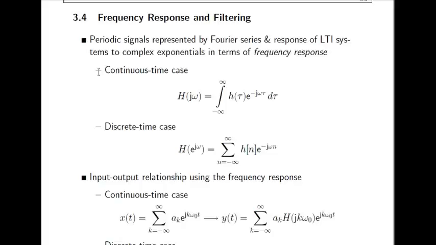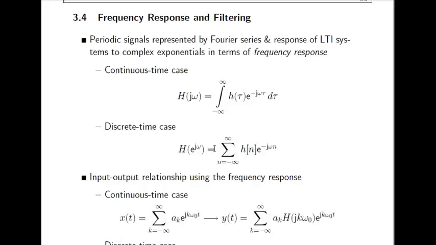In continuous time case we are considering H of j omega as the integral from minus infinity to infinity of h of tau e to the power minus j omega tau d tau, and for discrete time we are considering the sum from minus infinity to infinity of h of n e to the power minus j omega n. This comes from Fourier transforms, which I'll teach you in the next unit. For this filtering or frequency response process, you just remember that H of j omega and H of e to the power j omega are these terms. You will understand them when I teach you Fourier transforms.